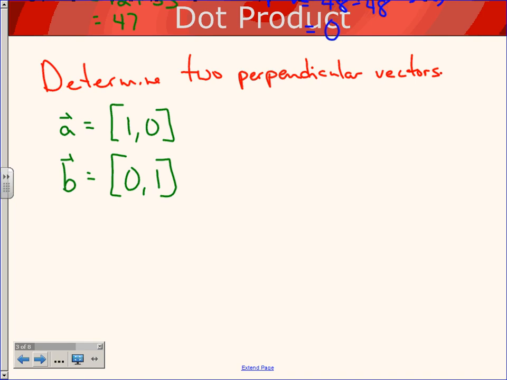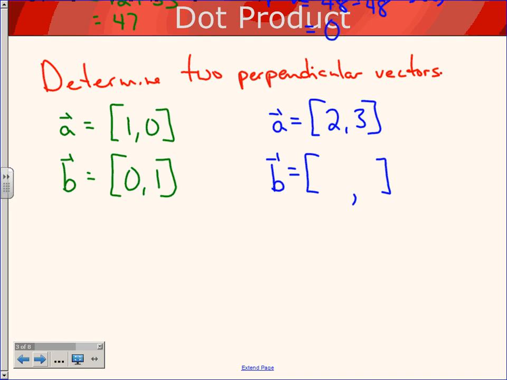What if I did this? What if I said, okay, I'm going to tell you what the first vector is. I'm going to make this be 2, 3. Could you come up with a vector b that is perpendicular to vector a? Is it possible to do that? And it is. You can play around with the numbers a little bit.